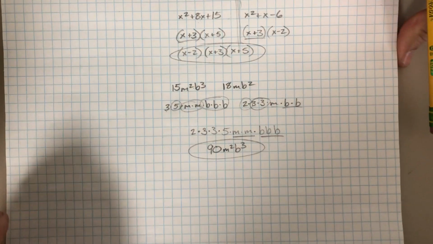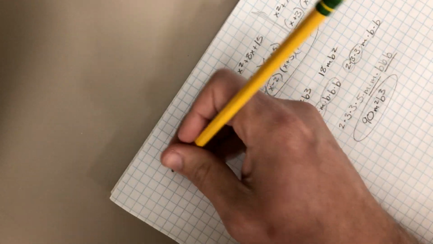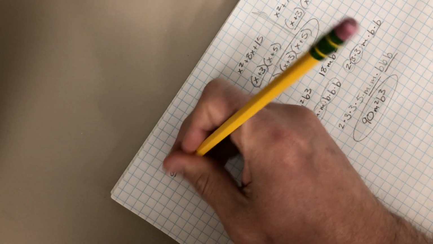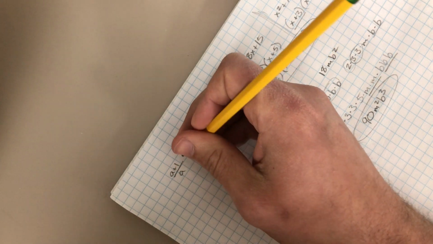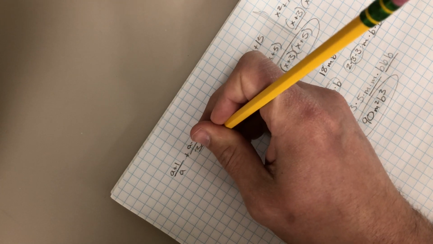All right, so let's take a look at how this applies. So if I have a plus 1 over a, plus a minus 3 over 3a.